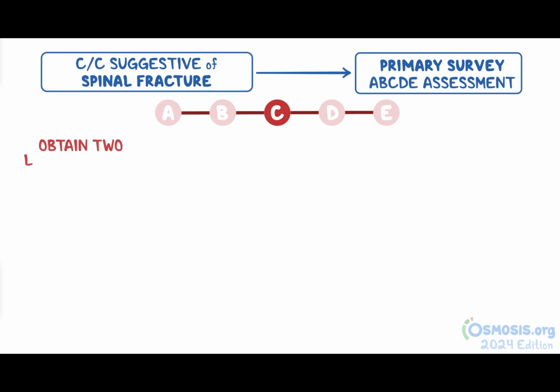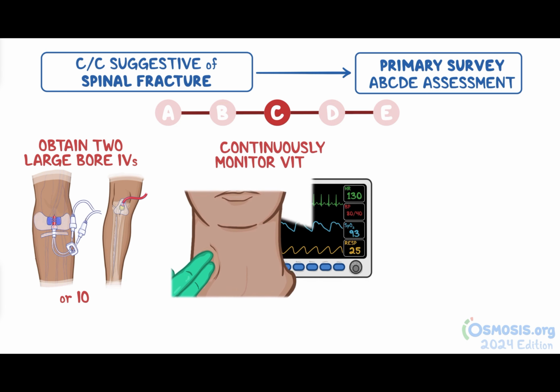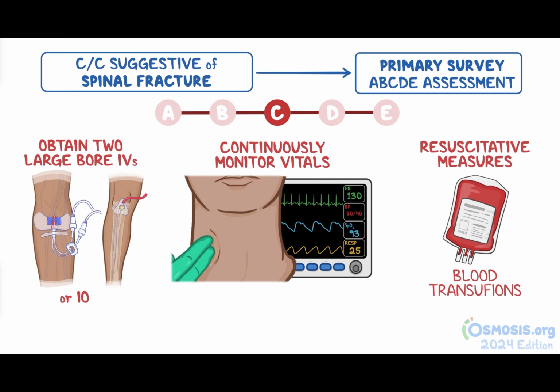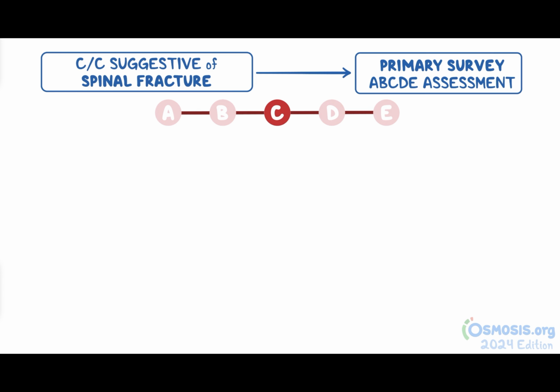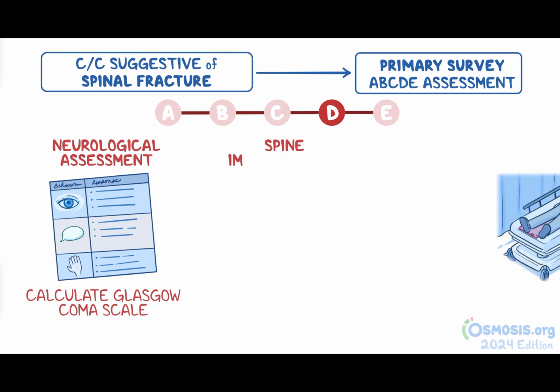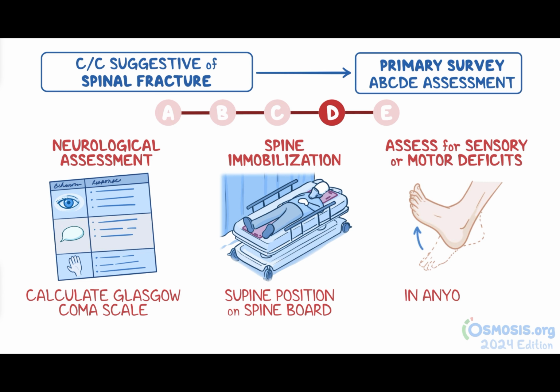Next, obtain 2 large-bore IVs or an intraosseous line if intravenous access cannot be obtained. Continuously monitor vitals while starting appropriate resuscitative measures, including blood transfusions. Then, assess for disability by performing a neurological assessment and calculating the Glasgow Coma Scale. Ensure spine immobilization at all times by securing the patient in a supine position on a spine board. Make sure to assess for sensory or motor deficits in anyone with a suspected spine injury.